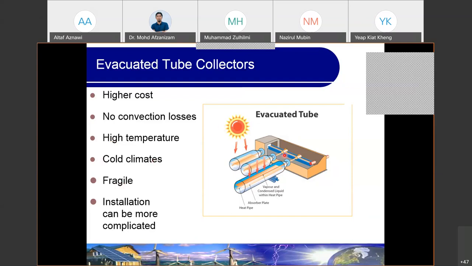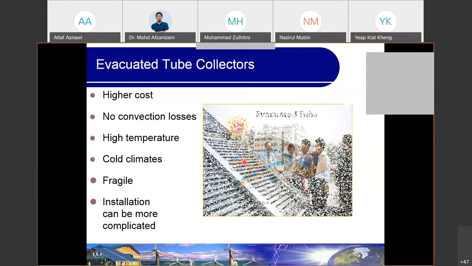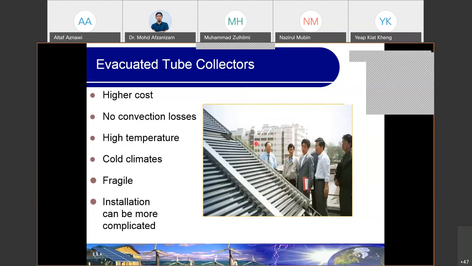Okay, but the good part, this device is able to produce higher temperatures, which means better efficiency in terms of the power generation. I mean, this evacuated tube has higher efficiency compared to the glazed and unglazed solar thermal collectors. Okay. So this is a sample of this evacuated tube.